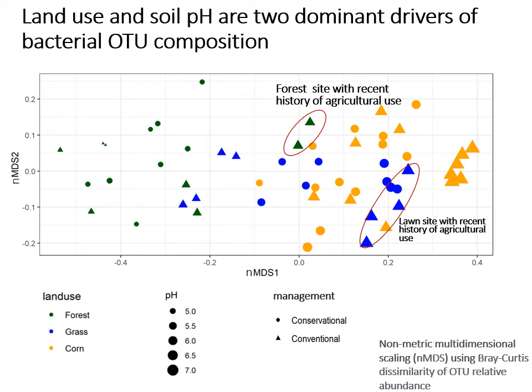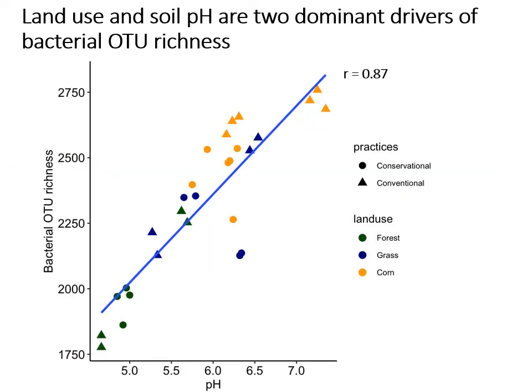The effect of the pH and land use is more clear when we look at the bacterial OTU richness. As you can see, there's a very strong positive correlation between the OTU richness and the pH of the soil. And the legacy effect also seems to appear from this relationship.